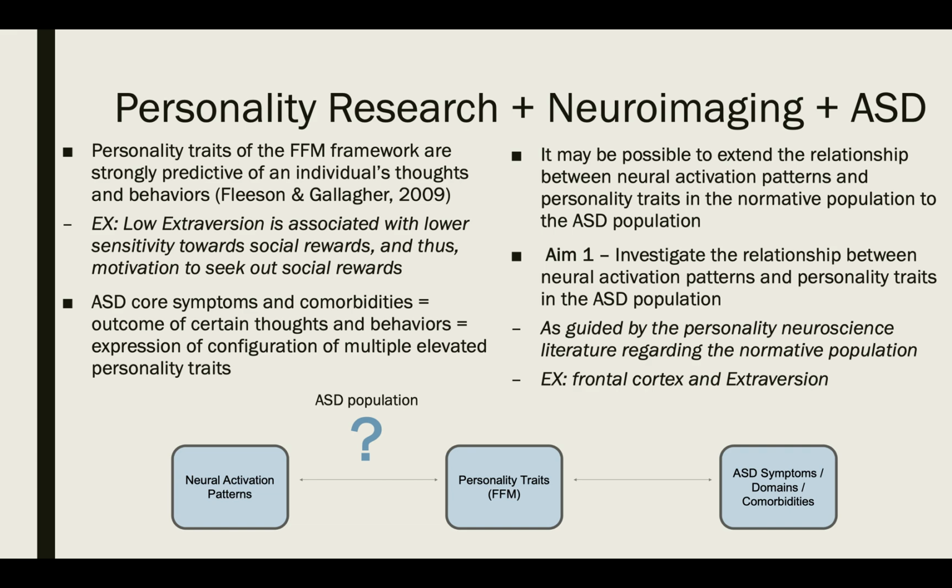However, as stated earlier, there exists a gap in the literature on this very relationship for the ASD population. As such, the first aim of this proposed study is to investigate the relationship between neuroactivation patterns and personality traits in the ASD population, as guided by the personality neuroscience literature regarding the normative population.